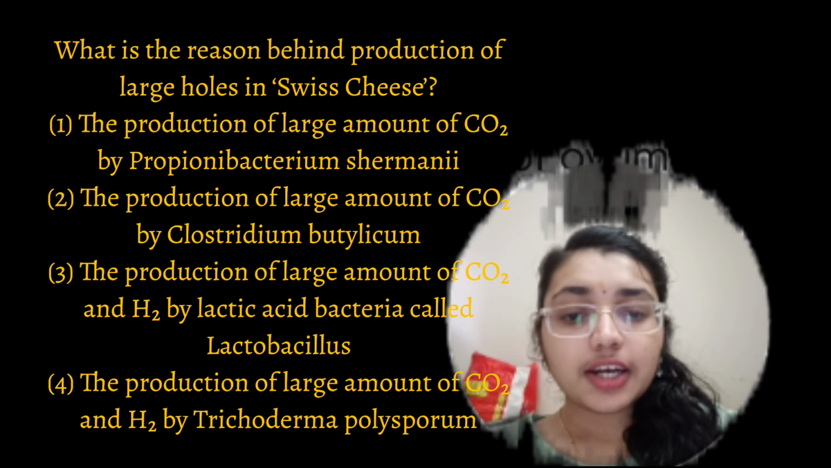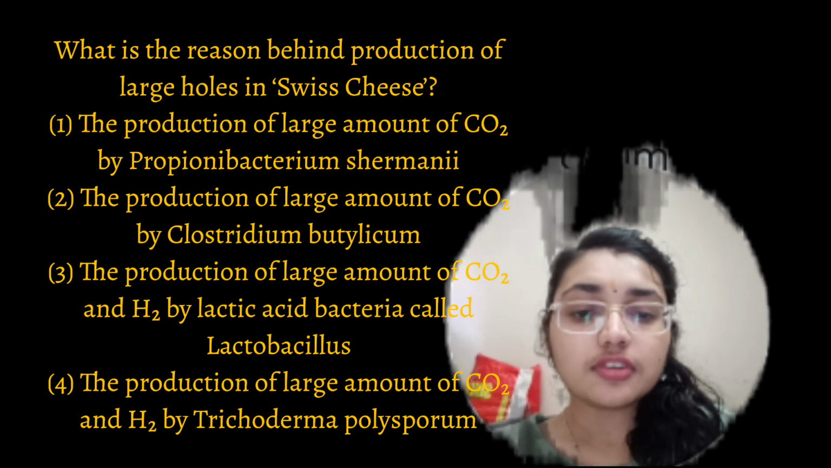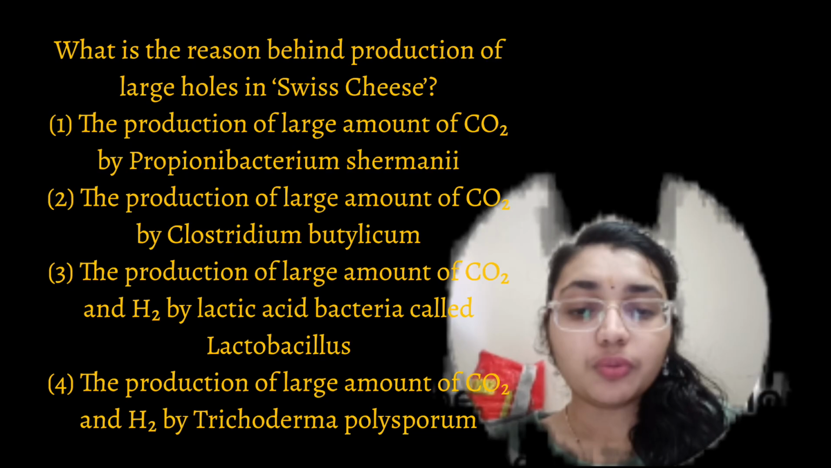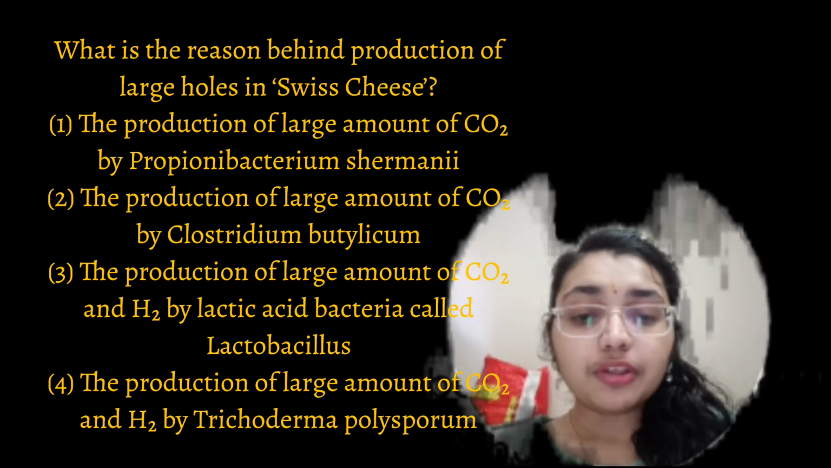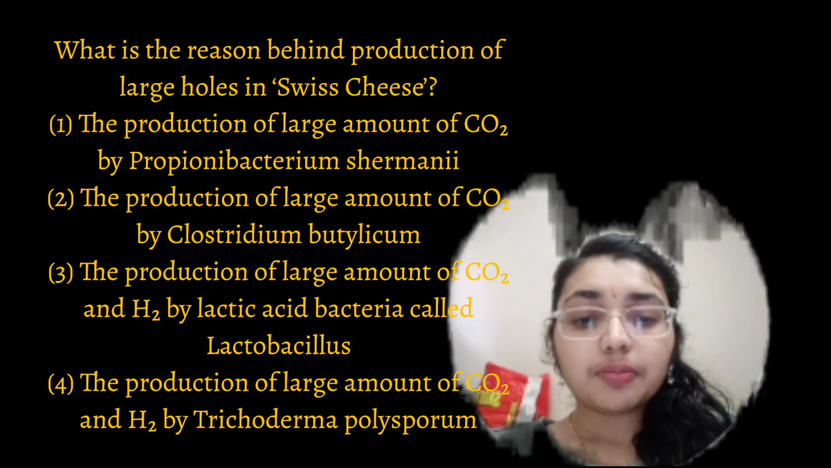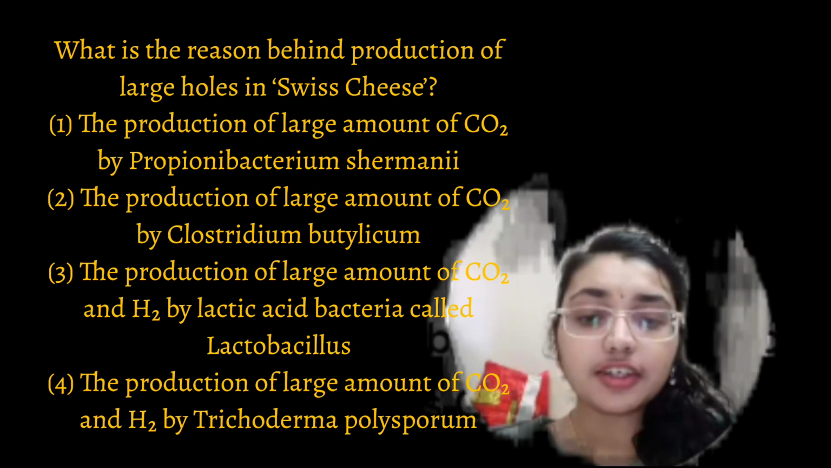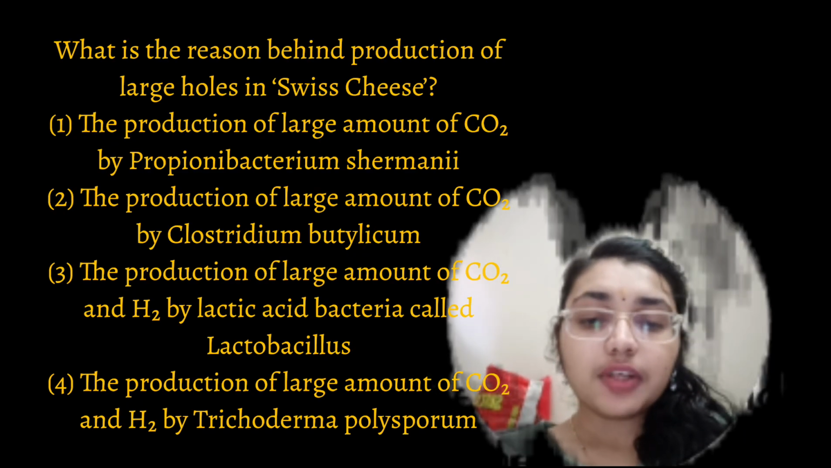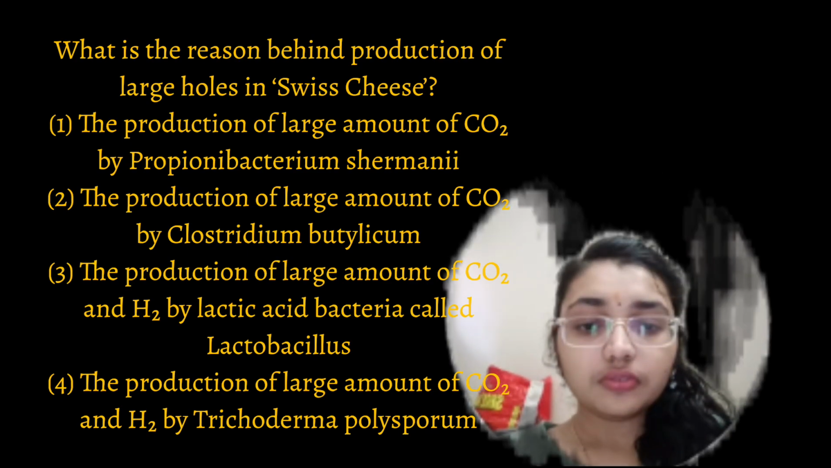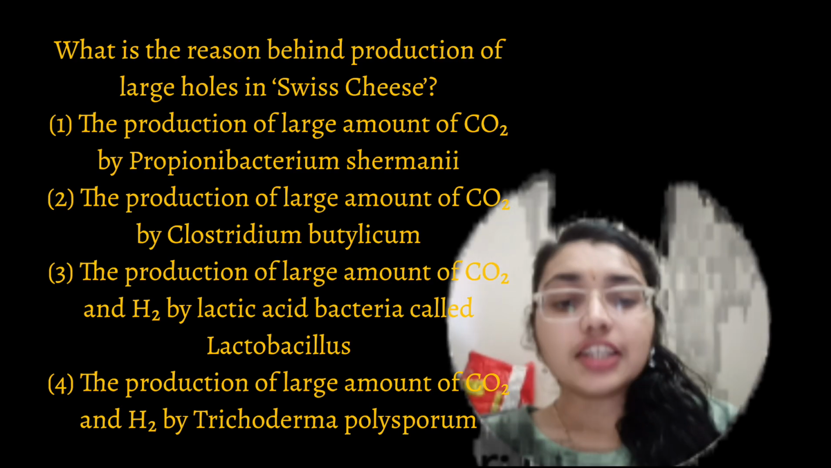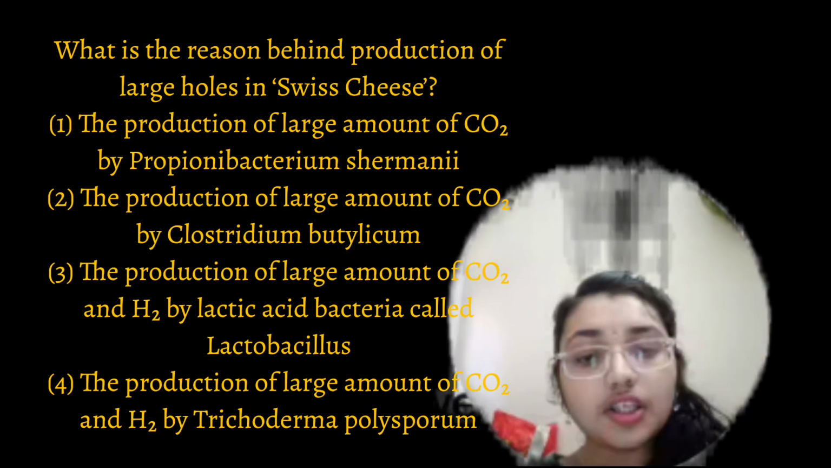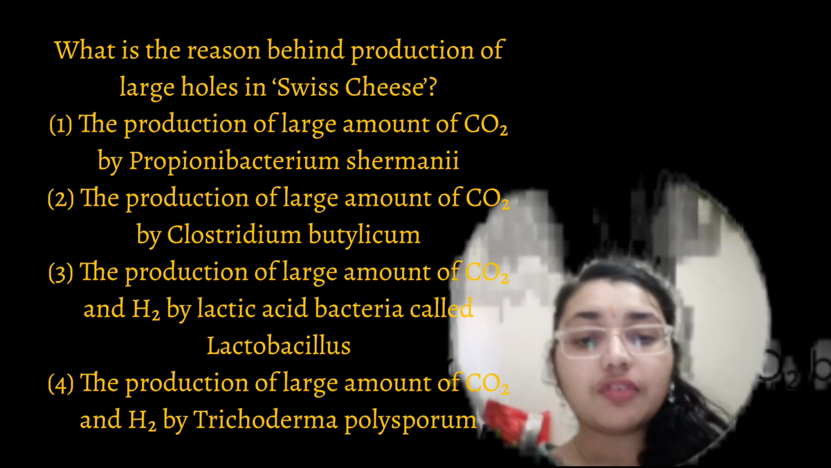What is the reason behind the production of large holes in Swiss cheese? Option 1 is the production of a large amount of CO2 by Propionibacterium shermanii; the other option is the production of a large amount of carbon dioxide by Clostridium botulinum. So here the correct option is option 1: the production of a large amount of CO2 by Propionibacterium shermanii during the ripening of the Swiss cheese.